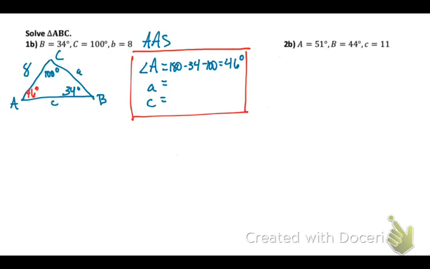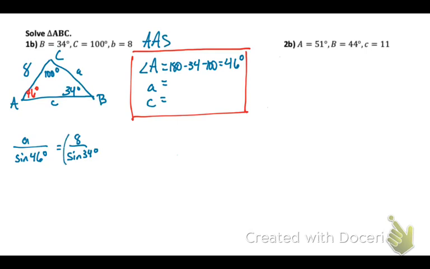Good, now let's work in pairs and let's solve for side A. So we're going to pair A with angle A, so A over the sine of 46 degrees. And then we'll pair it with a known side and a known angle, so 8 over the sine of 34 degrees. When using the angles, we always use the sine of the angle because this is the law of sines.